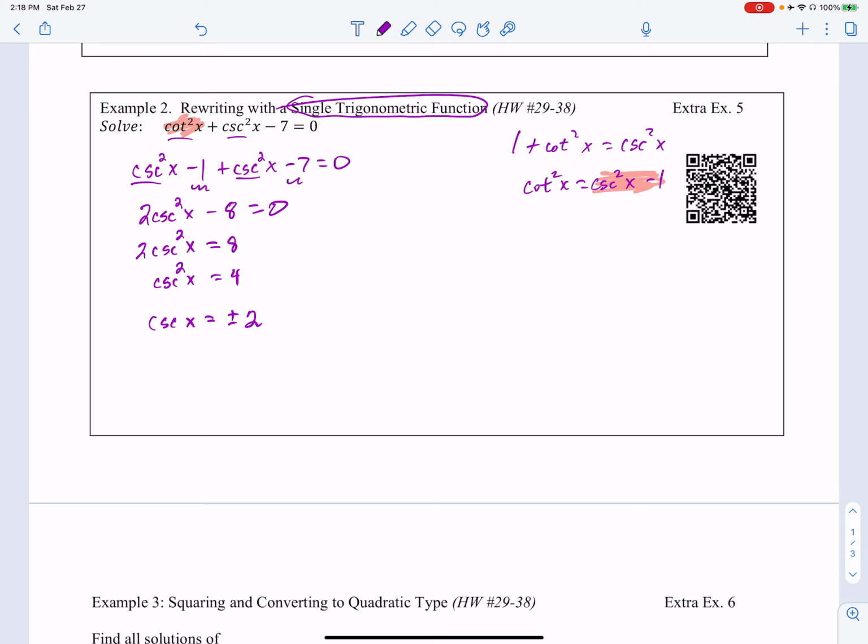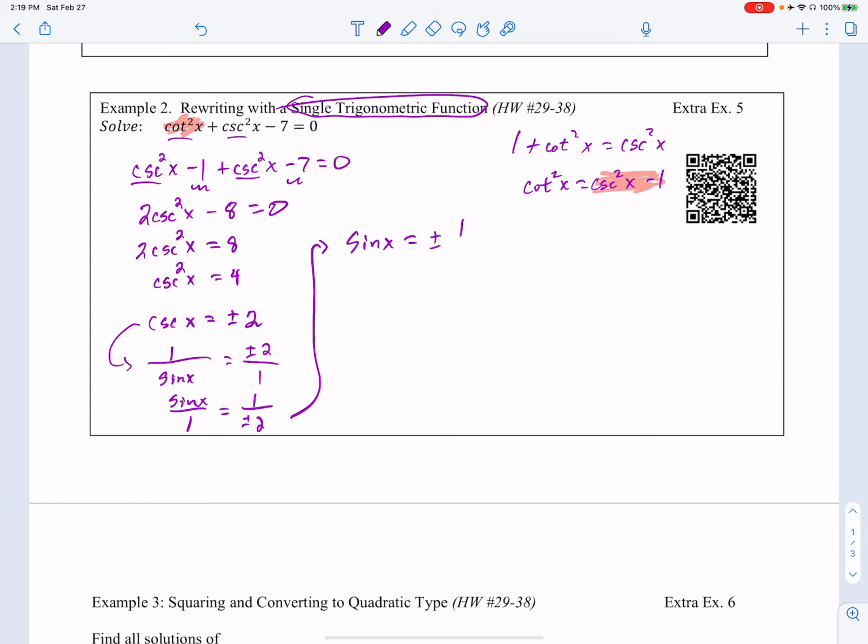And what we're going to do, you can do cosecant, but I think most people, cosecant is the reciprocal of sine. So if I think of this as one, replace cosecant with 1 over sine. And then on the right side, think of this as over 1. And a property of proportions is you can just flip both sides. So I get sine x over 1 is 1 over that plus or minus 2. That means sine of x is plus or minus 1/2.